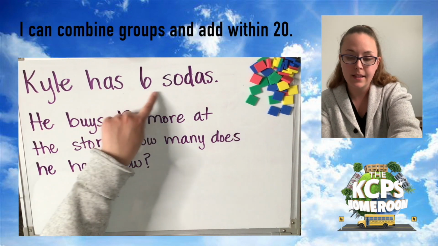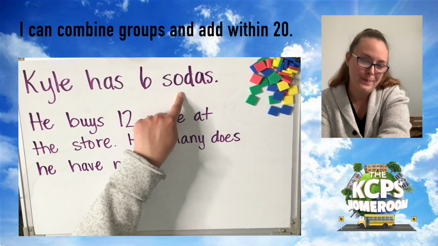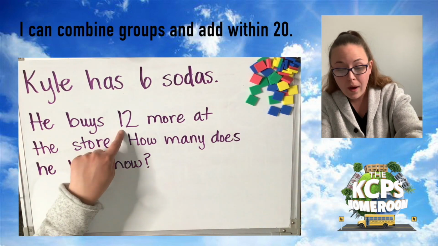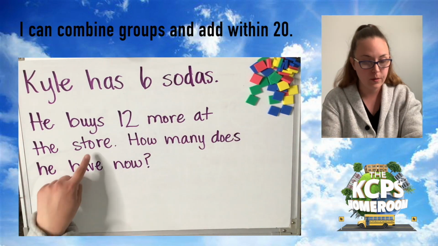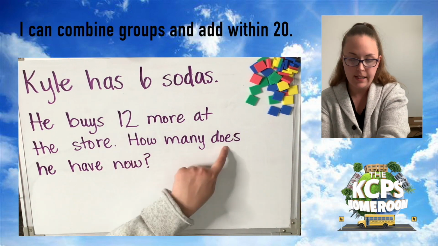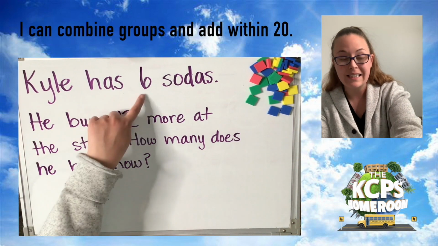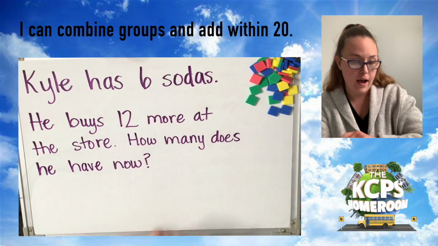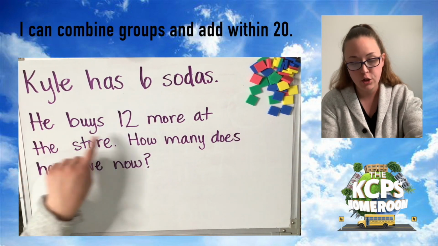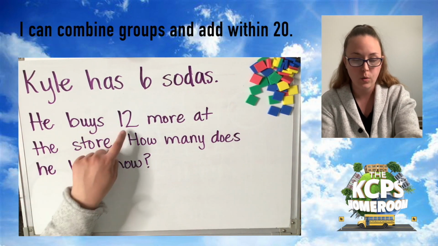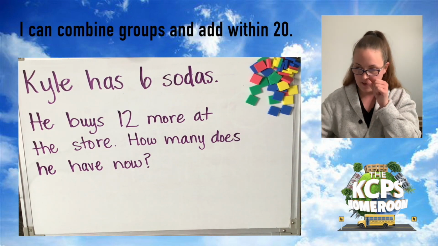Kyle has 6 sodas, or pop. He buys 12 more at the store. How many does he have now? So Kyle has 6 sodas, cans of soda at home, and then he goes to the store and he buys a new 12 pack. So he buys 12 more. How many does he have now?